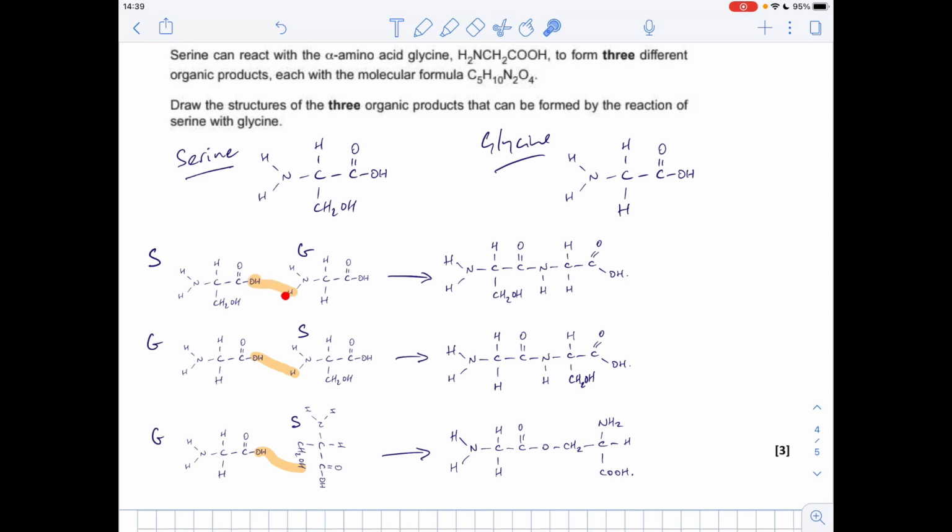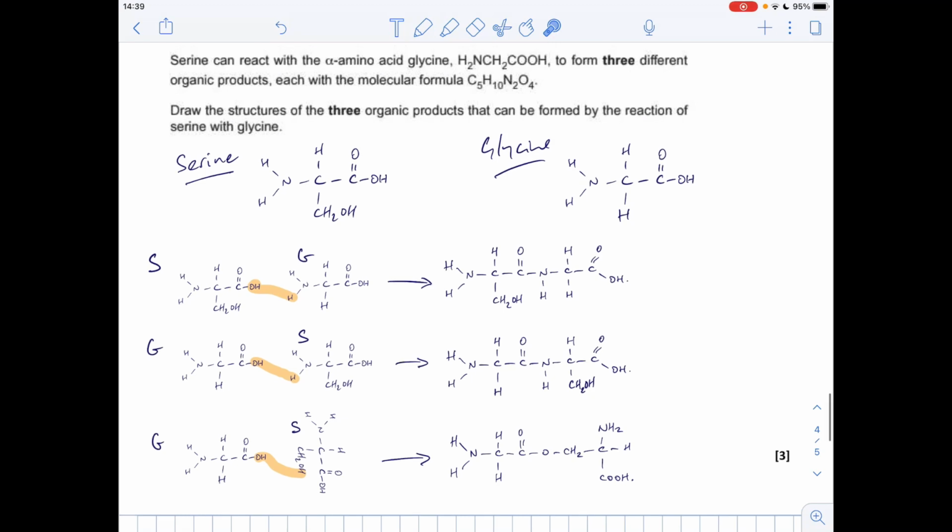So you get this condensation reaction. Okay, so that would generate that product, which will have that molecular formula. The next one would be just the other way around. So I've got glycine, then serine. Again, I'm lassoing out the water. And basically all that's happened is the H and the CH2OH groups sort of flip around.